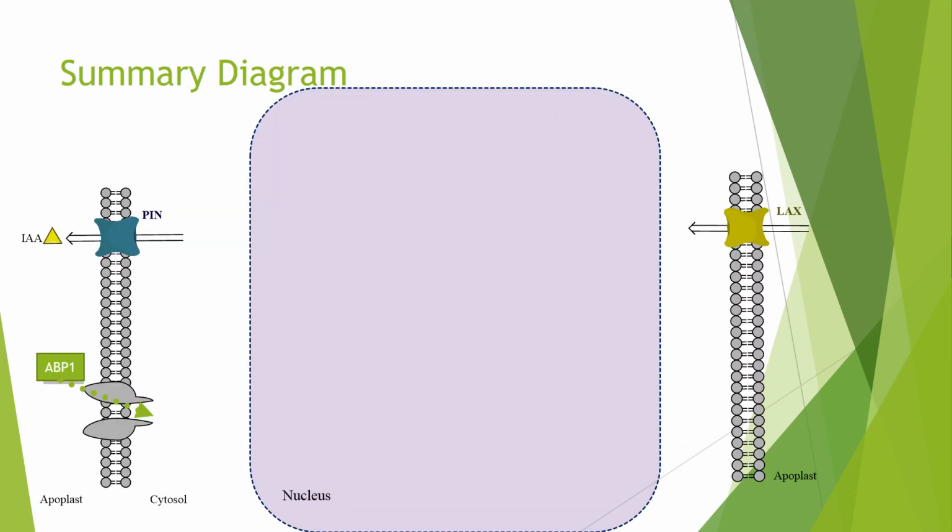So just to summarize everything that's been said so far, first of all, I'm going to start on the outside of the cell. So we've got auxin transport by these PIN1 efflux transporters and import by these LAX or AUX transporters. And you've also got ABP1 controlling ion channel modulation and the clathrin-mediated endocytosis.